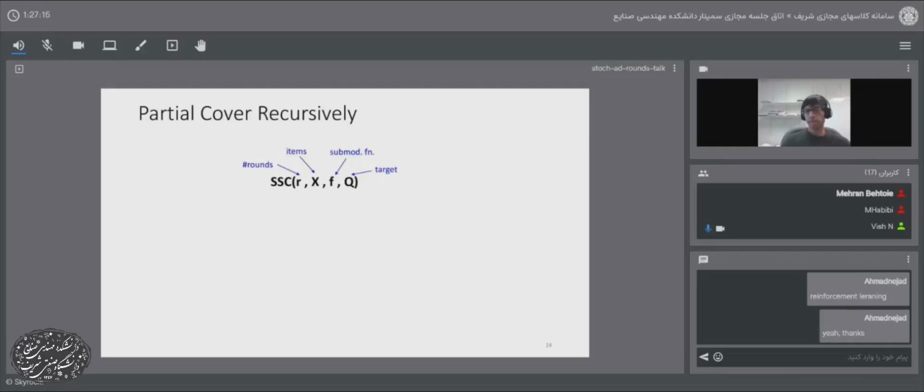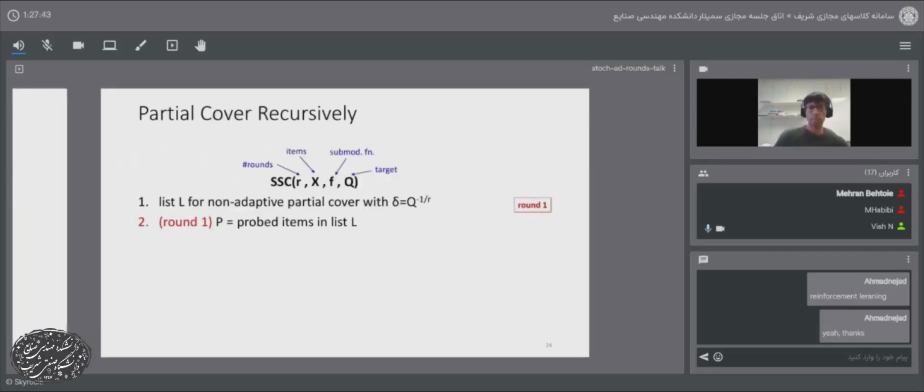So we have an algorithm that takes as input these 4 parameters: the number of rounds R, the set of stochastic items X, a submodular function f, and the target function value q. Q is always going to be the maximum function value. So if we reach a target of q, that means we've covered that submodular function f. So this is going to be a recursive algorithm.